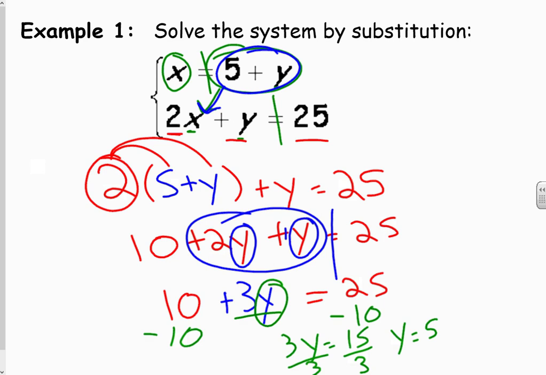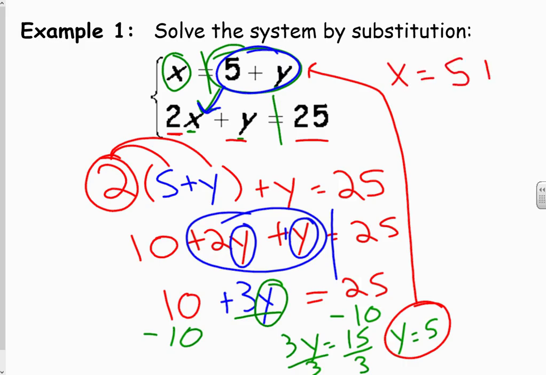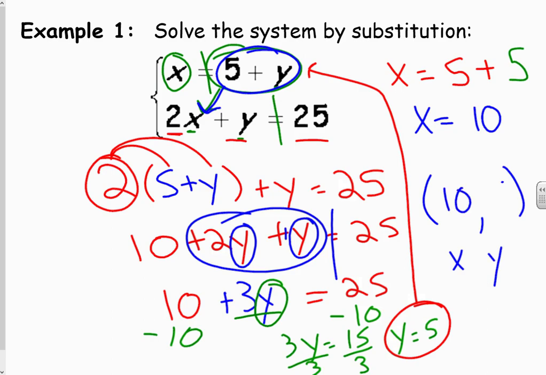But that's only half of our answer. So I've got to take this y equals 5, and I got to plug it back into the original equation up top. x equals 5 plus y. Well, we just said that y is what we solved for, which is 5. Now that I know that it's 5, I know x equals 10. My final answer is an ordered pair, which is always x and then y. My x is 10, my y is 5. So the solution to this system of equations is (10, 5).